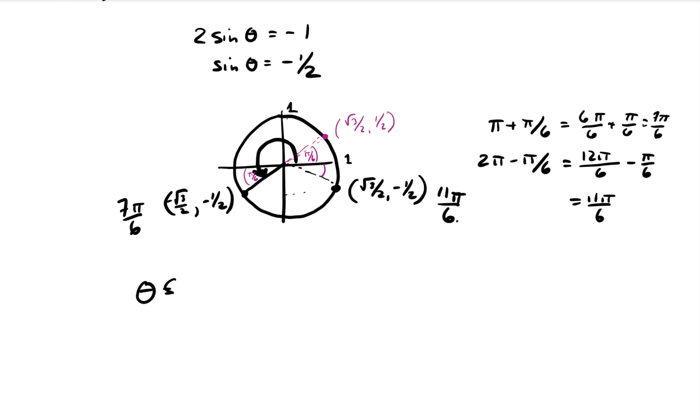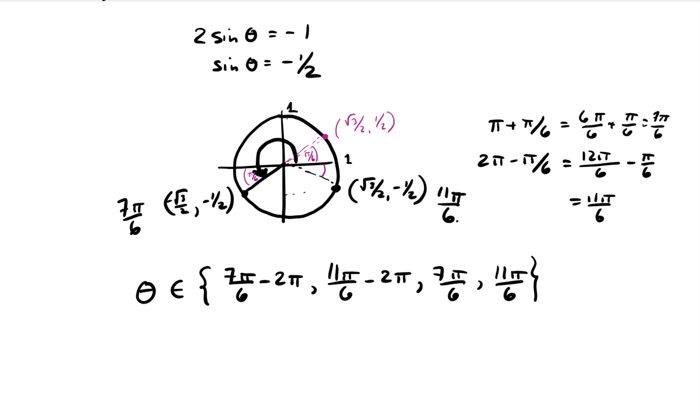So theta is an element of, let me write them down: 7 pi over 6, from which we're going to subtract 2 pi; 11 pi over 6, from which we're going to subtract 2 pi; and there's 7 pi over 6 and 11 pi over 6. So those will be our 4 angles.